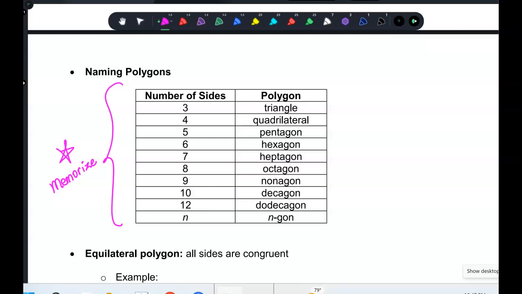Okay, decagon, the first part of the word deca means 10. Dodecagon, also think of do, that's a prefix meaning 2. So this is 2 more than 10. So 12 is dodecagon. Now you'll notice I skipped 11. It's not that there isn't a name for 11. I just will never quiz you on it. You don't need to worry about memorizing.